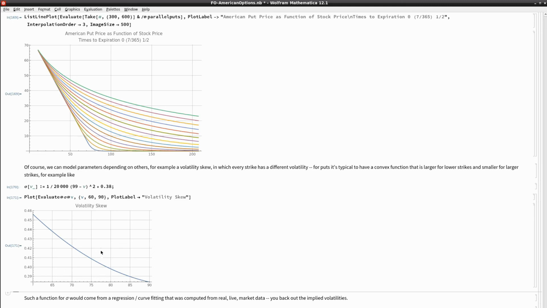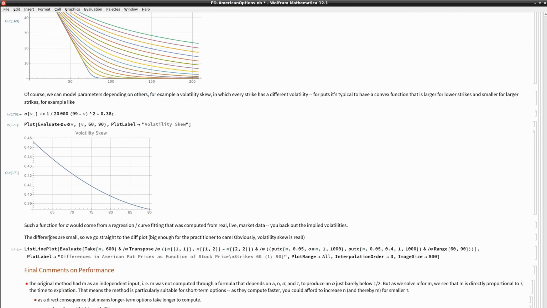This would be a typical volatility skew, and such a function sigma would come from a regression or curve fitting that you have computed from real-life market data. You back out the implied vols, right? That is called backing out the implied vols. And when you back out the implied vols, you do a regression, and that would be a function similar to this. And real-life data would typically show you this type of volatility skew for the puts.